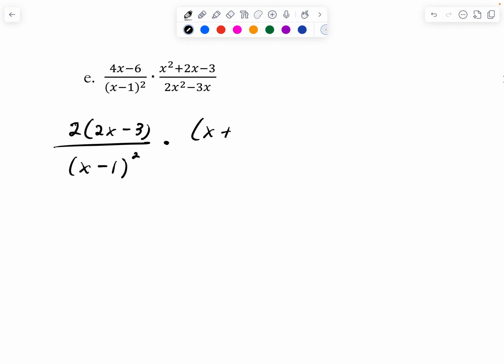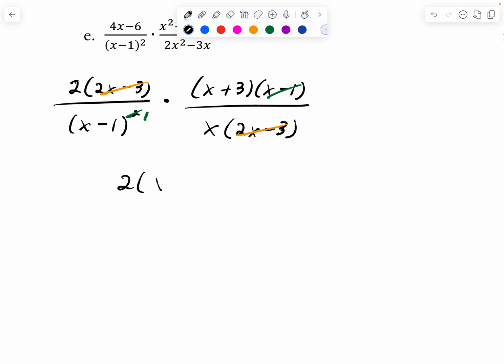This one is x plus 3, x minus 1. And then I can take out a GCF of x to get 2x minus 3. So I'm going to cross out 2x minus 3. Cross out x minus 1, but only one of these, so that's still to the first power. That's it in terms of what I can cross out. So I'm going to write 2 times x plus 3 on top, and then an x times x minus 1 on the bottom.